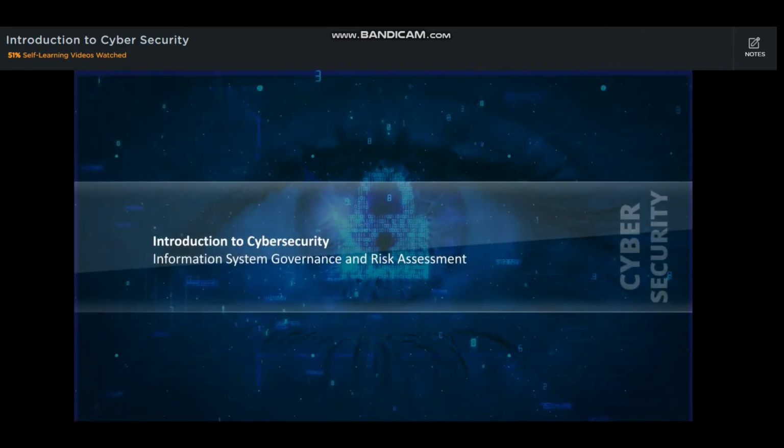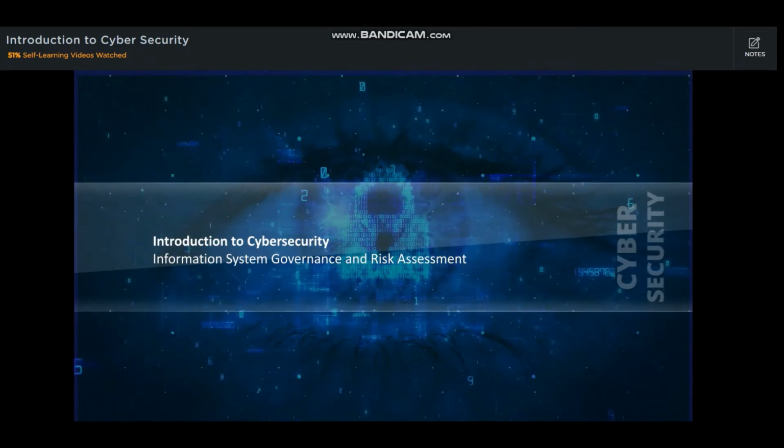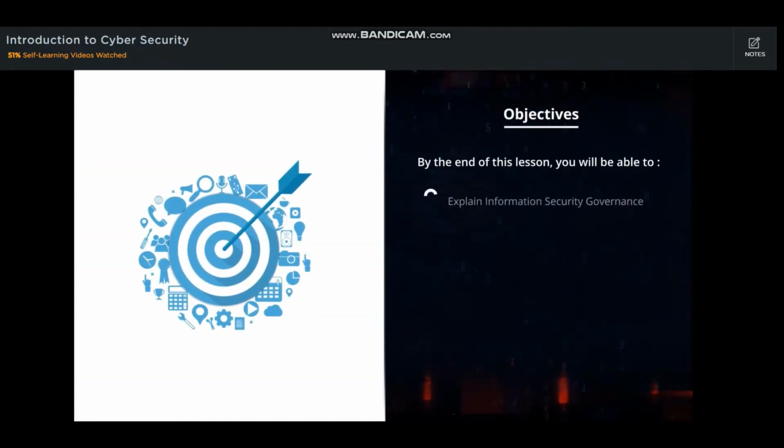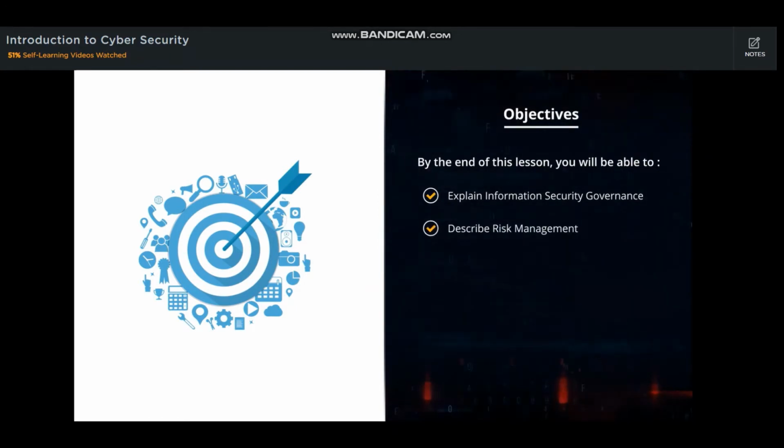Information system governance and risk assessment. By the end of this lesson, you will be able to explain information security governance, describe risk management, and summarize an effective information security program.